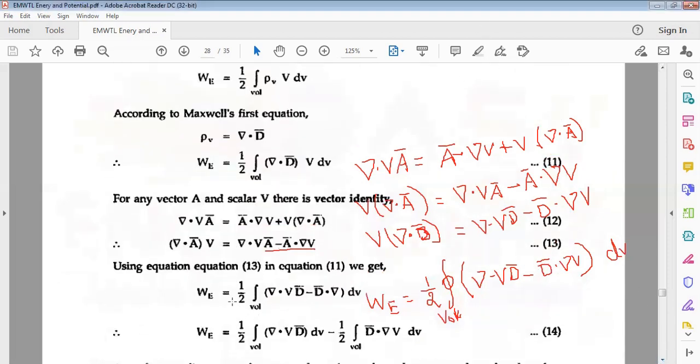Okay. See, W is equal to 1 by 2 del dot V D bar minus D bar dot del V. Here the del V is also there. So expand, split this into two parts of the integral: 1 by 2 the volume integral del dot V D bar into dV, minus 1 by 2 into the volume integral D bar dot del V into dV. So we got the two integrals, del dot V D bar into dV minus D bar dot del V. What it matters, friends?